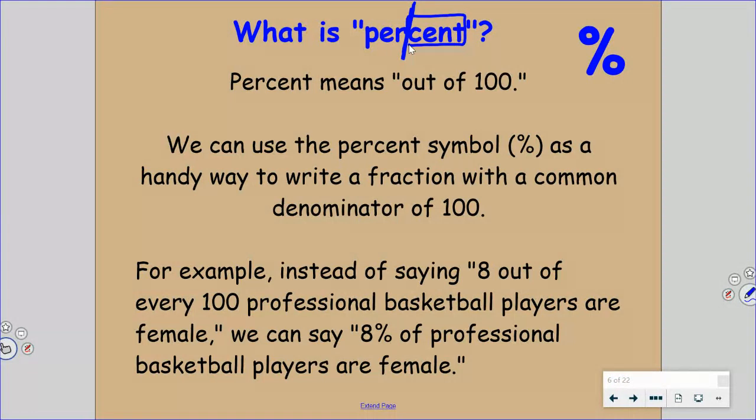So we can use that symbol as just a quick, handy way to write a fraction with a common denominator of 100. As an example, instead of saying 8 out of every 100 professional basketball players are female, you can simply say 8% of professional basketball players are female.